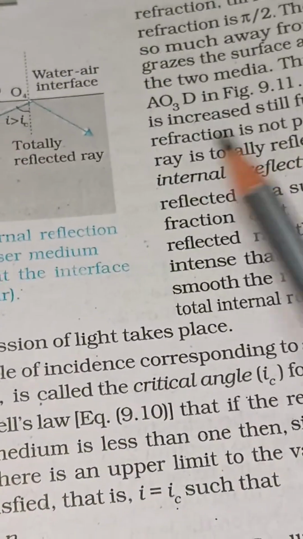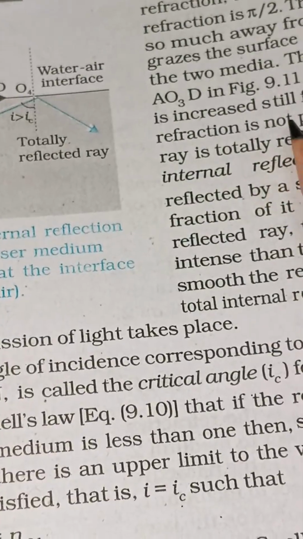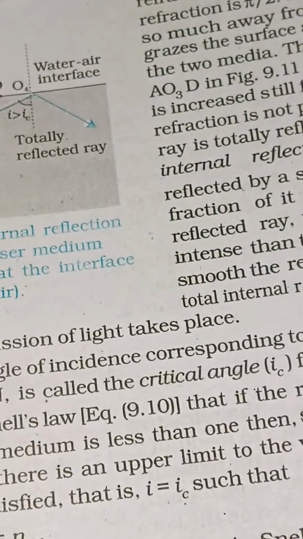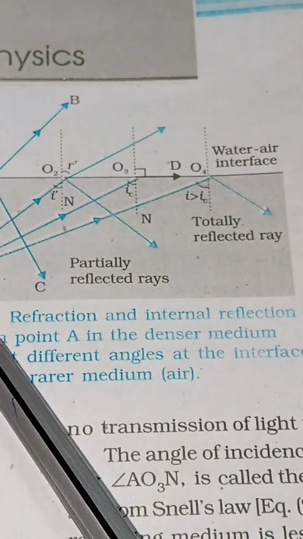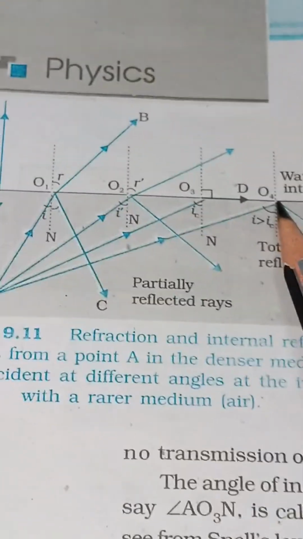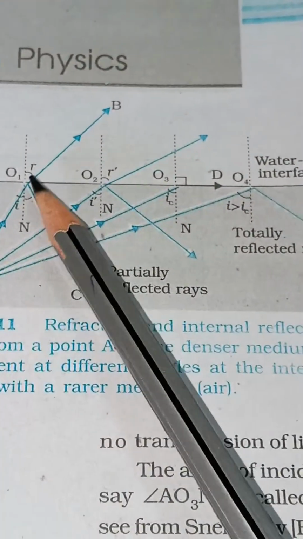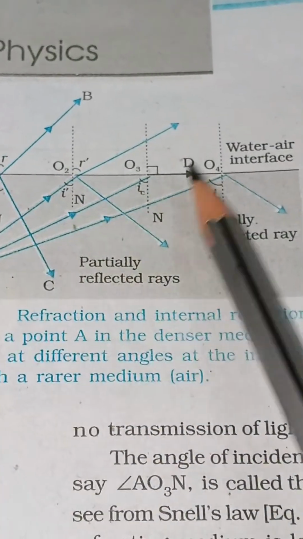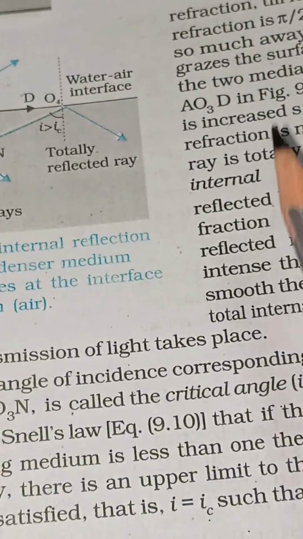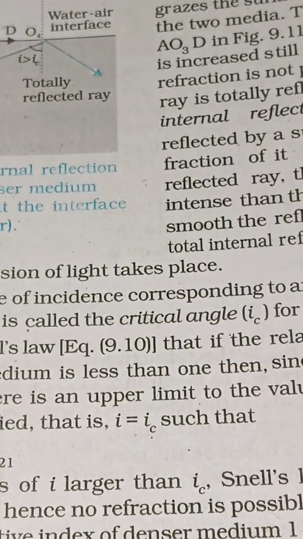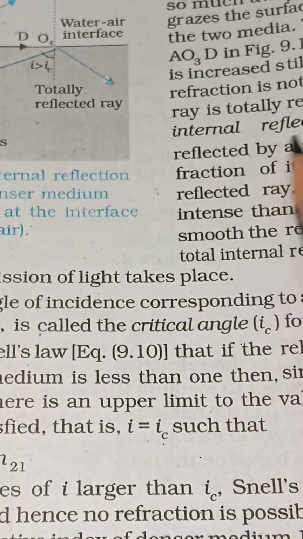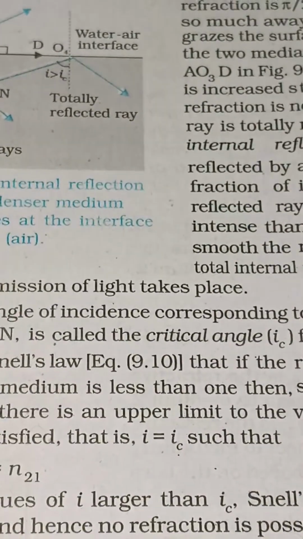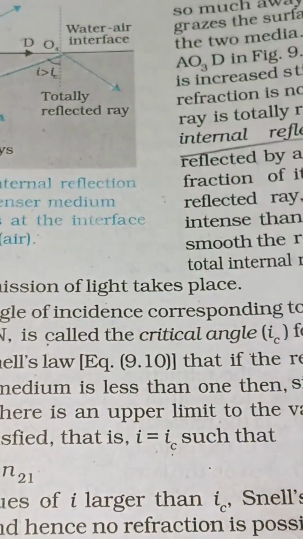If the angle of incidence is increased still further, for example ray AO4, this is AO1, AO2, AO3, AO4, refraction is not possible and the incident ray is totally reflected. This is called total internal reflection.